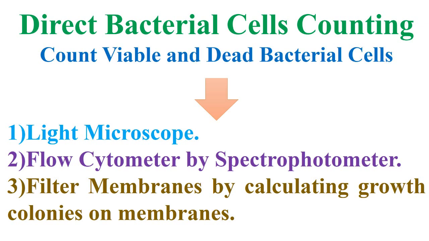Today, we are talking about direct bacterial cell counting, to count viable and dead bacterial cells in culture media. As we showed, the direct bacterial cell counting can be done by light microscope, flow cytometer, spectrophotometer, and filter membranes, by calculating growth colonies on membrane.